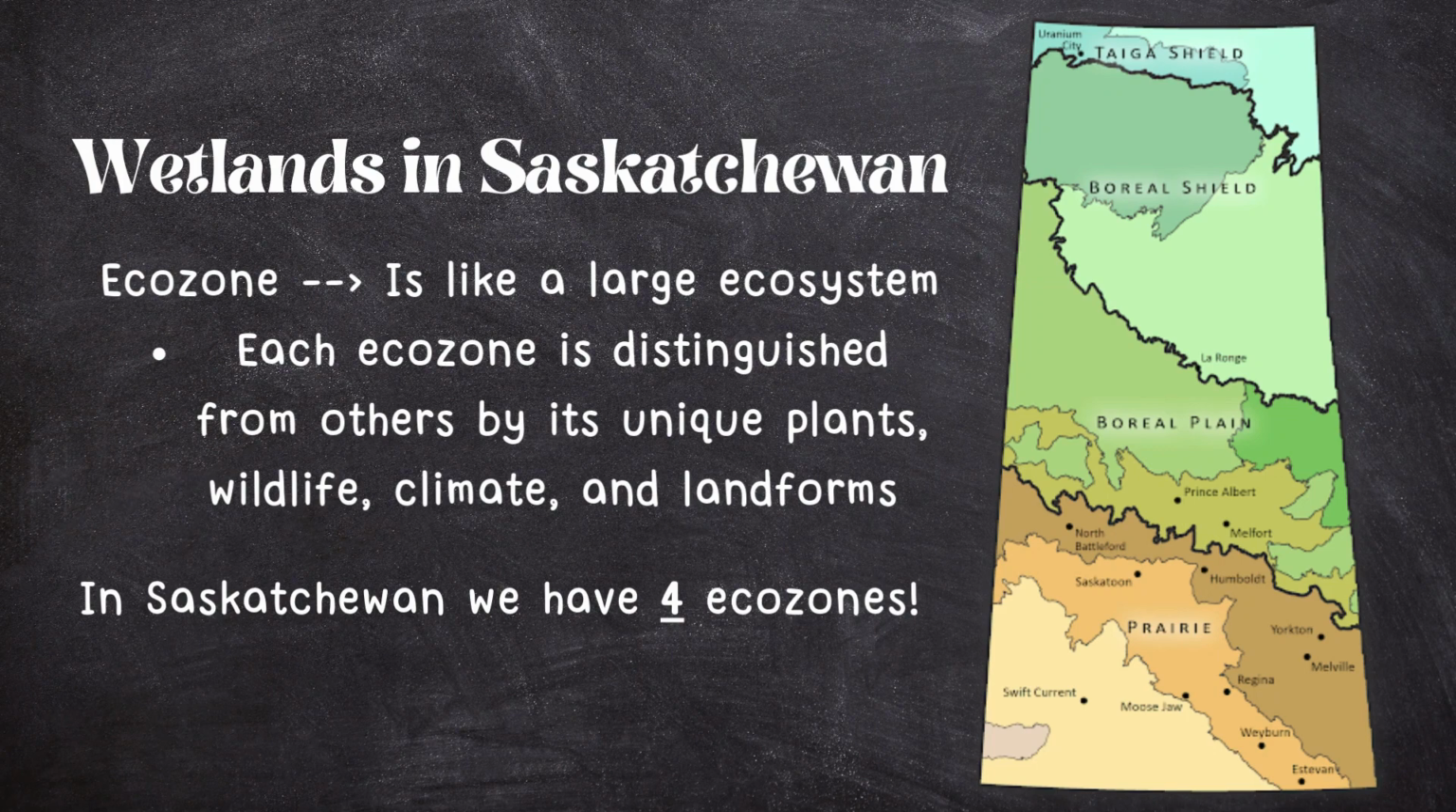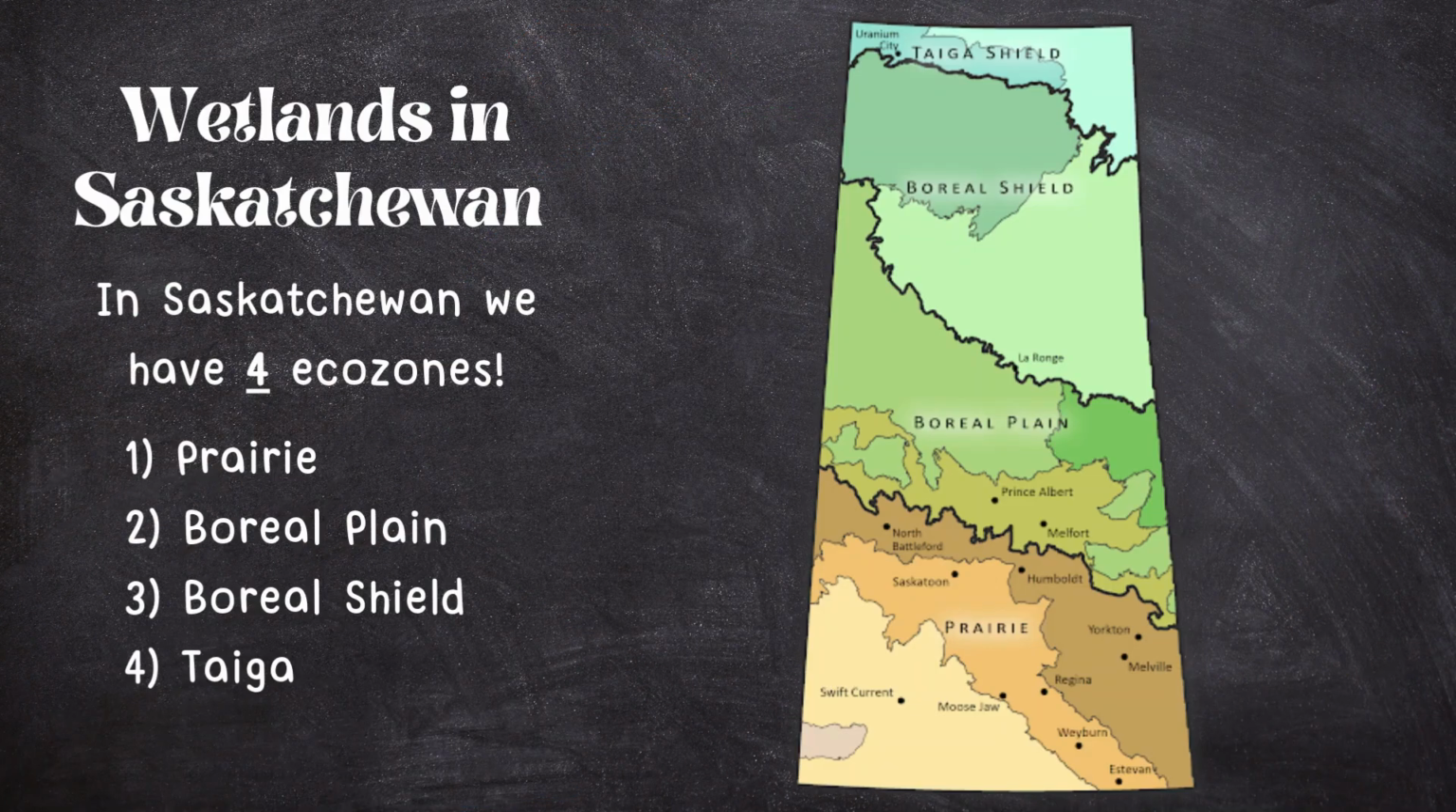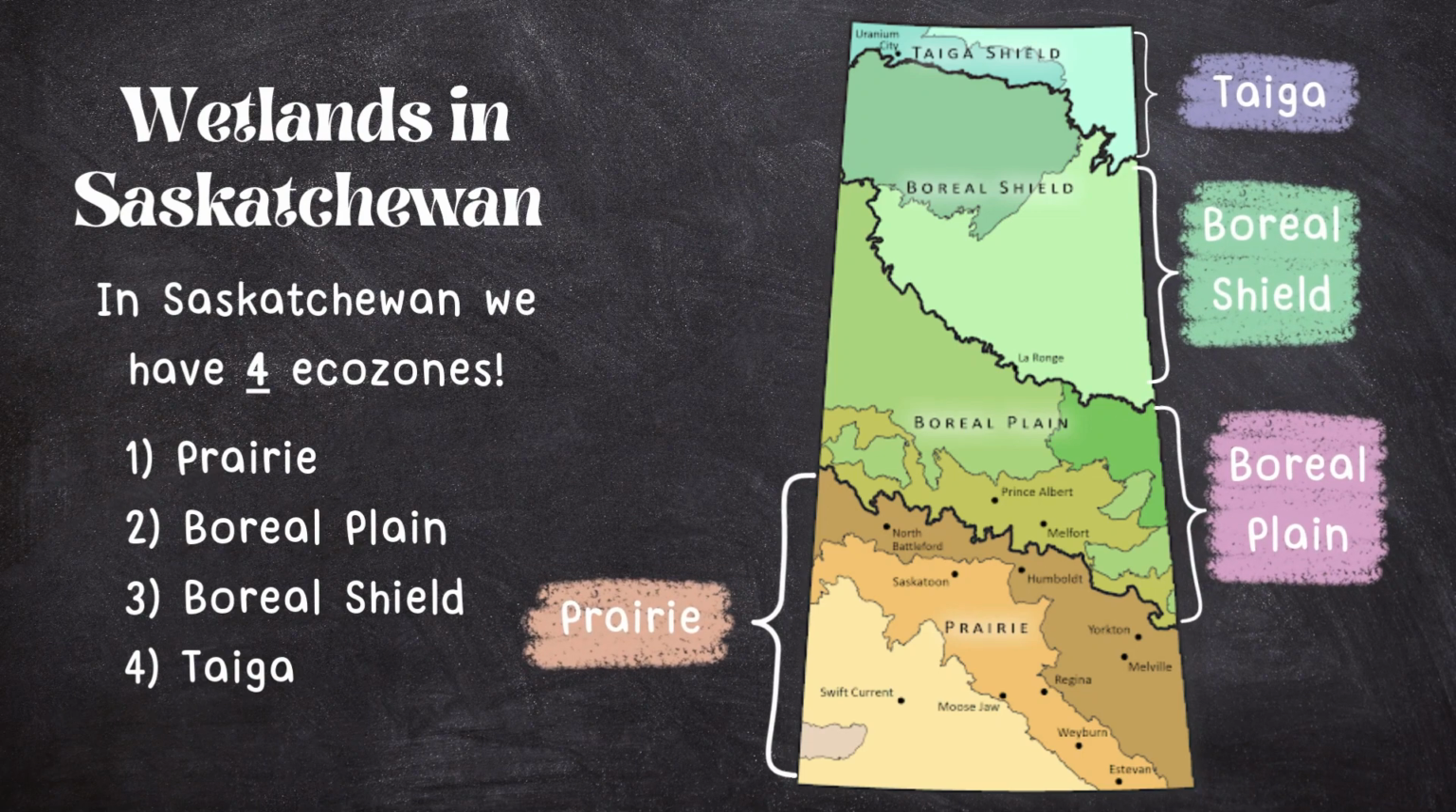Ecozones are large ecosystems. In each zone, the plants, animals, climate, and landforms are very similar. In each of the ecozones, you'd expect to find the same plants and animals. Saskatchewan is broken up into 4 different ecozones. The ecozones in Saskatchewan from south to north are called the Prairie Ecozone, the Boreal Plain Ecozone, the Boreal Shield Ecozone, and the Taiga Ecozone.